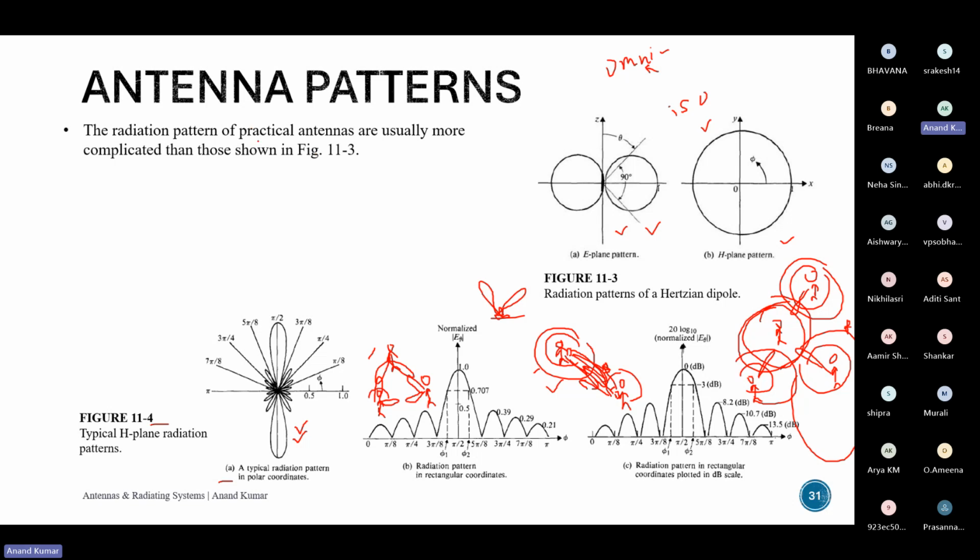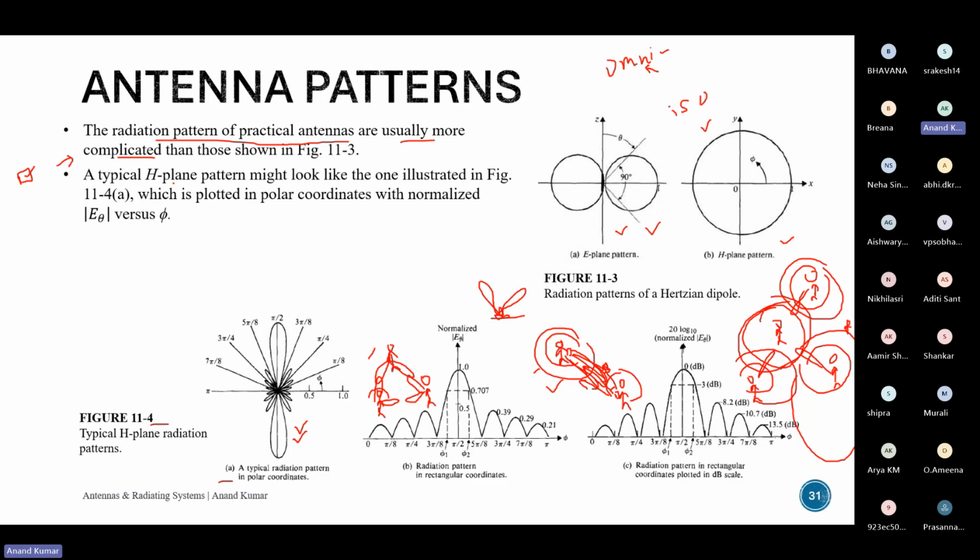And so we started from saying that radiation patterns of practical antennas are usually more complicated, and this complication is usually introduced by the manufacturer who wants a certain kind of design. A typical H-plane pattern might look like the one illustrated in 11.4a. So this is the pattern which we're talking about. This is a very practical antenna design that we see in many places, for example, base stations and so on.